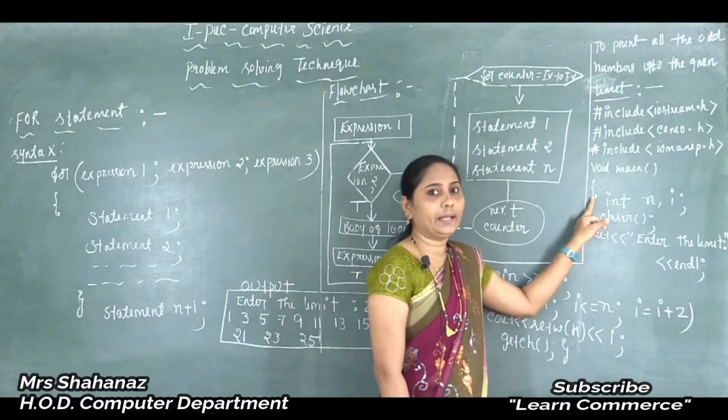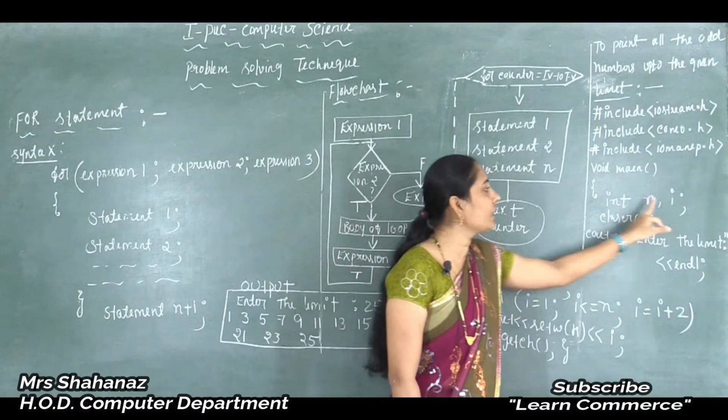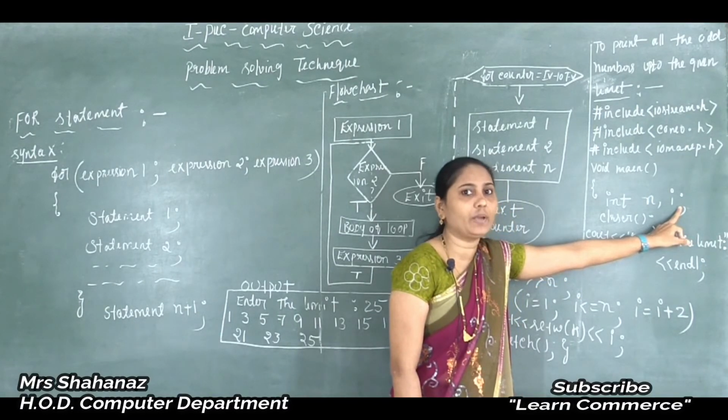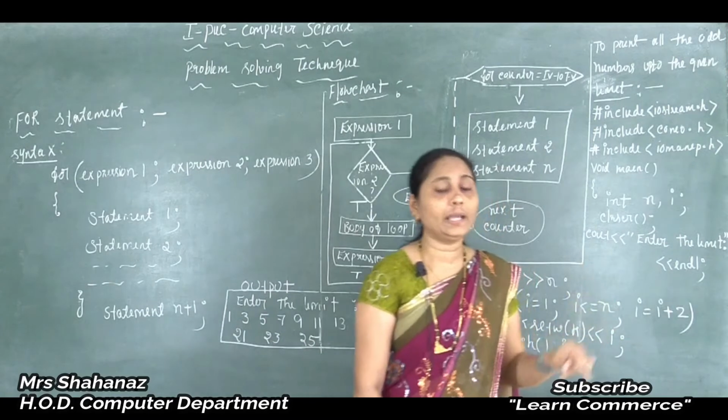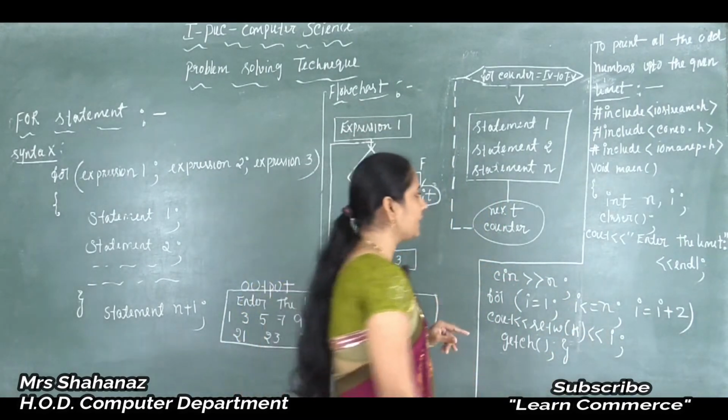Correct? No? And in this program I need some of the variable. The variables are n and i. Okay, I want to use some of the variable. The variables are n and i, and both variables are going to be declared by using the data type, that is the int only.